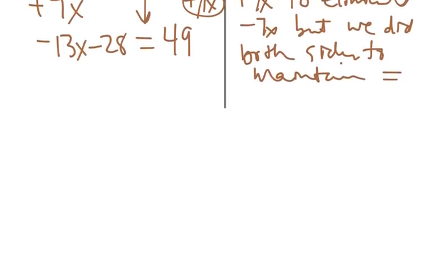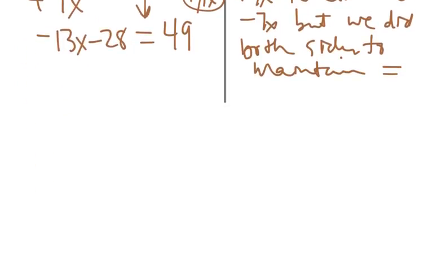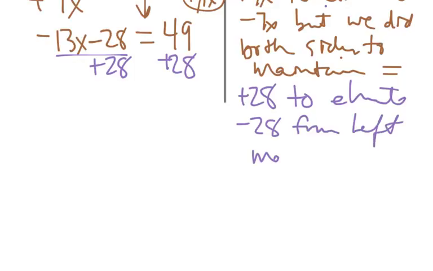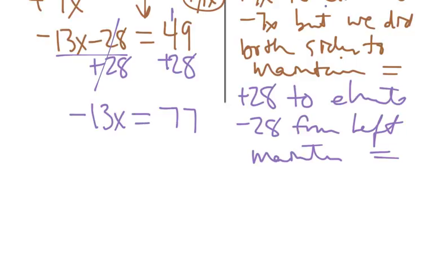So now we want to combine the numbers, because I can't simplify this left side. So how are we going to get rid of that negative 28? We're going to add 28 to both sides. So we're adding 28 to both sides to, once again, eliminate negative 28 from the left, but we do it to both to maintain equality. So that becomes 0, which we eliminate because adding 0 does nothing. And then we add these. And we get negative 13x equals 77.